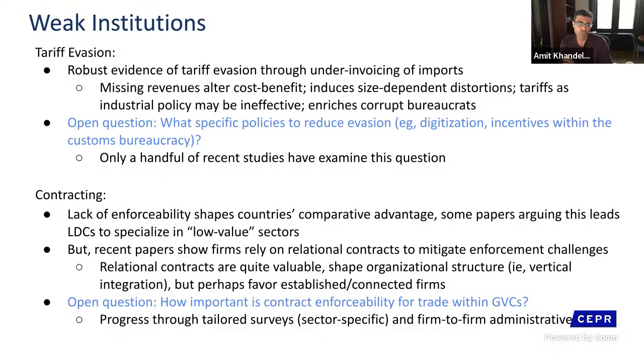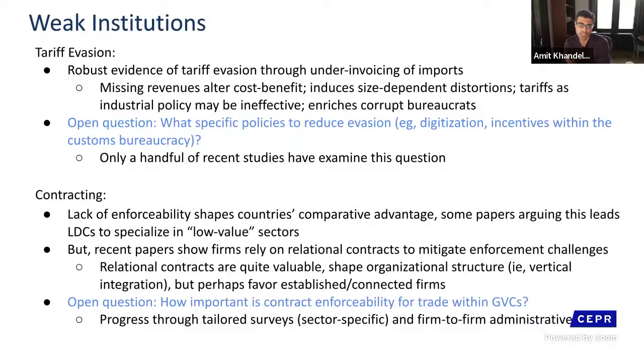And so we go through in the literature review different papers that have spoken to the issues of tariff evasion, how it's detected, and what the size of the magnitudes are. But where we think there's still some scope for open question is what are the specific policies countries may have to reduce tariff evasion? For instance, electronic digitization, certain incentive changes within the customs bureaucracy. There are a couple of interesting studies that are speaking to this at the moment, but we think that this is kind of a ripe area for future work.